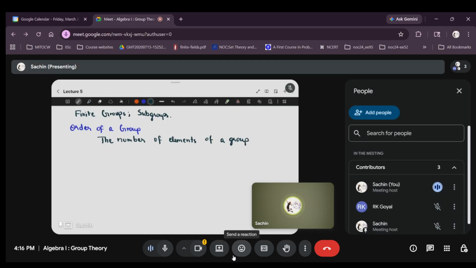Actually, a group consists of a set and an operation, but with slight abuse of notation, we say that the set itself is a group. So we say G is a group. In actuality, it is G with the operation, plus, multiplication or whatever it is. That is a group. So the number of elements of a group, by that we mean the number of elements in the set G, whether it is finite or infinite, it is called the order of the group.